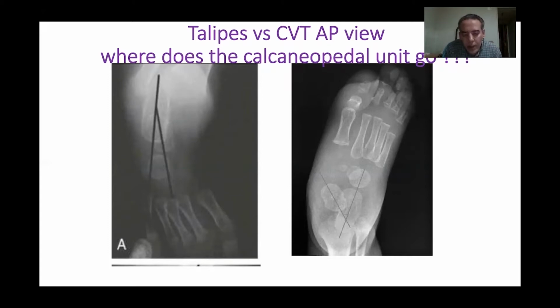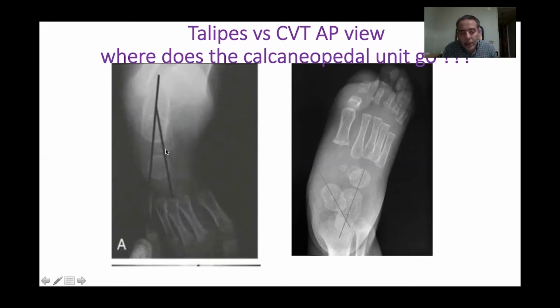The calcaneopedal unit is the calcaneus with everything in the foot except for the talus. The biomechanical principle is that the calcaneopedal unit, the calcaneus with all the foot, moves on the talus. The talus is a fixed bone. All the talus can do is plantar flex and dorsiflex, but the calcaneus can move in 3 planes. And this is exactly what happens in talipes and in congenital vertical talus.